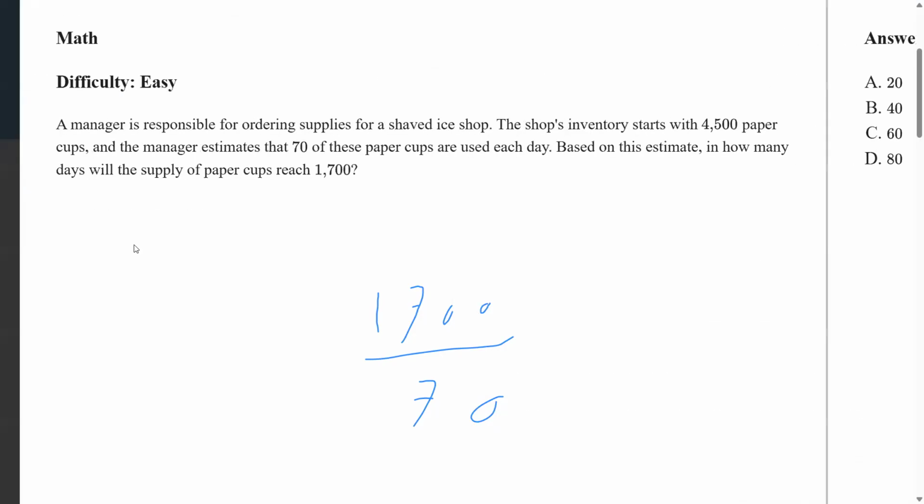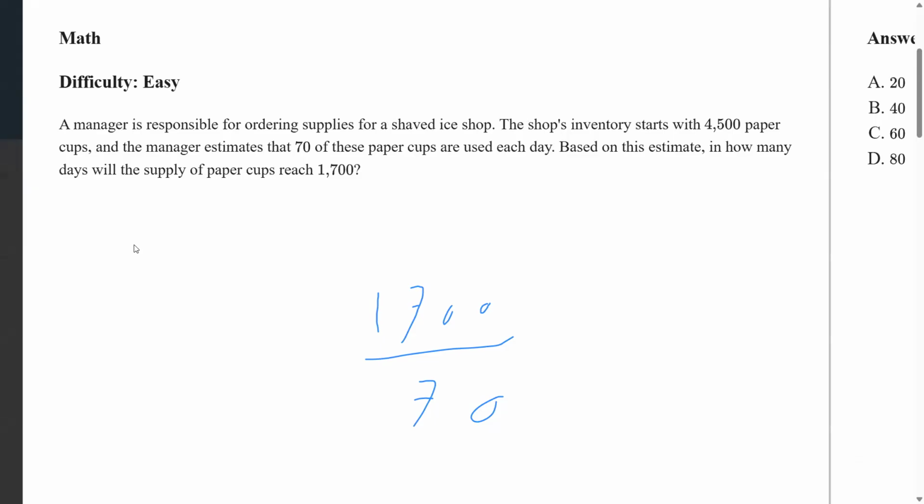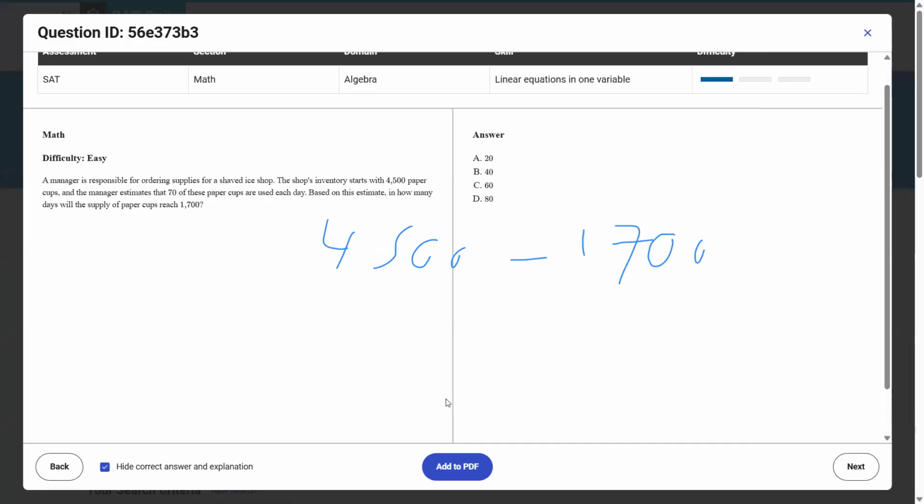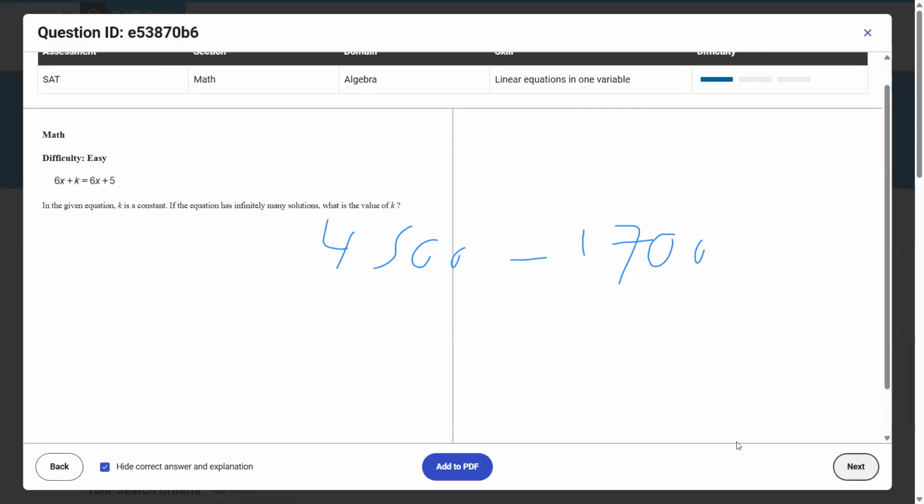Shop inventories starts with 4,500 paper cups, and the manager estimates that 70 of these paper cups are used each day. Sorry, what I did is wrong. It'll be 4,500 minus 1,700 will give you 2,800. Then divided by 70 will give you 40. So after 40 days, it will reach 1,700.